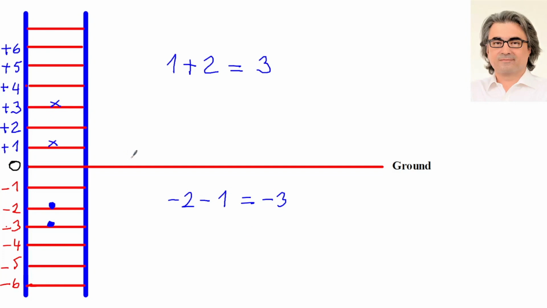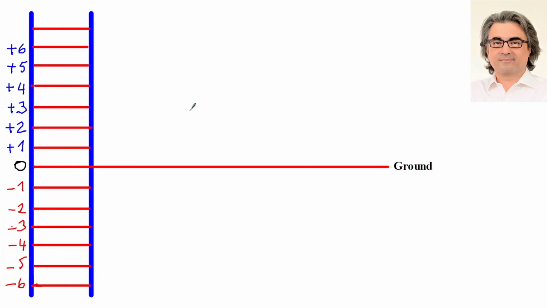Now, let's move on to our other example. In this example, let's deal with numbers with different signs. Our example is plus 2 minus 3. We will try to find the final result of this operation.